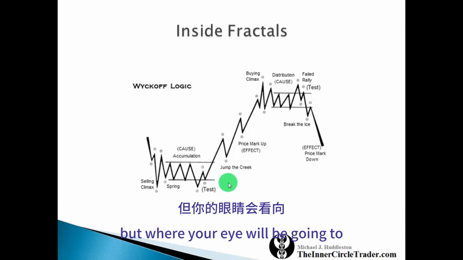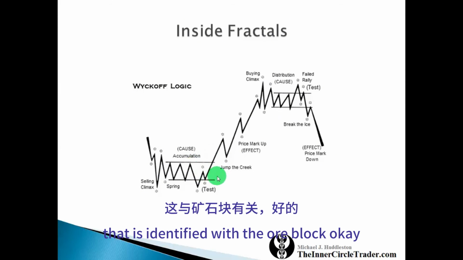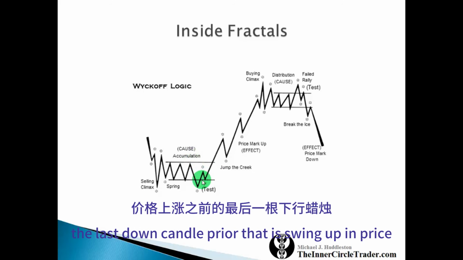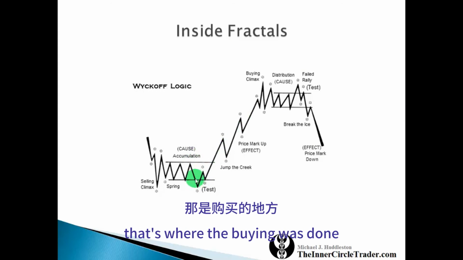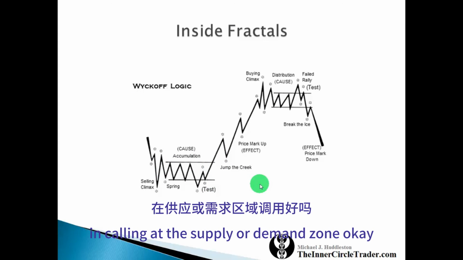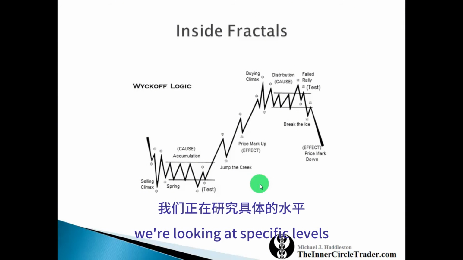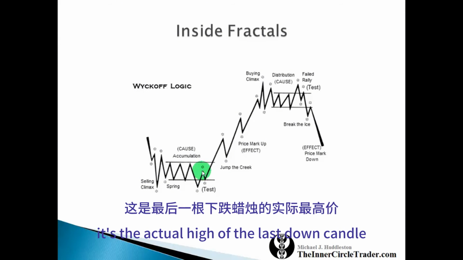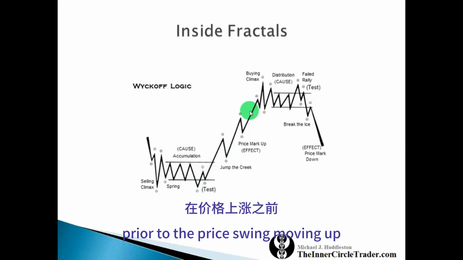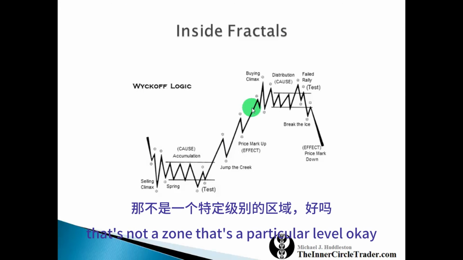But what your eye will be going to is the original point of origin that is identified with the order block. The last down candle prior to the swing up in price, that's where the buying was done. It's not looking at the up candle or the consolidation range area and calling that the supply or demand zone. That's not what we're looking at. We're looking at specific levels. It's the actual high of the last down candle prior to the price swing moving up. Now, that's specific. That's not a range. That's not a zone. That's a particular level.